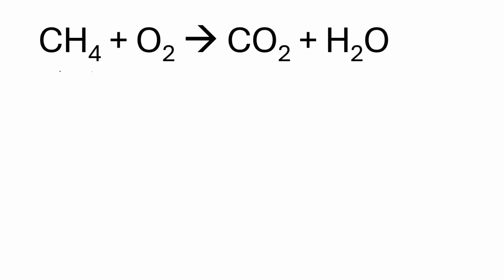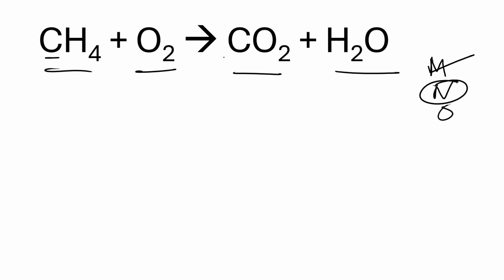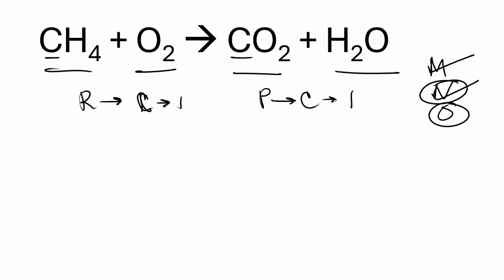You have methane plus oxygen forming carbon dioxide and water. So this is a combustion reaction. So again, we follow the MNO technique. M, we don't have any metals, so we leave it there. Non-metals, we have carbon, right? So for the reactant side, we have 1 carbon. For the product side, we have 1 carbon. Okay, that's carbon. And then we go to oxygen and hydrogen.